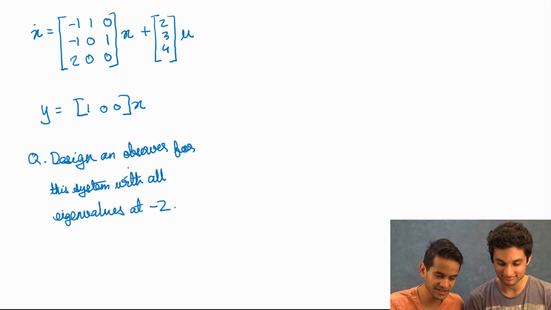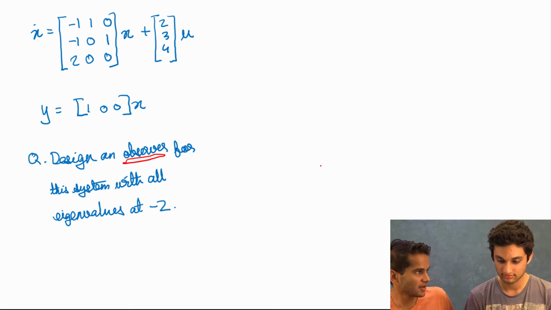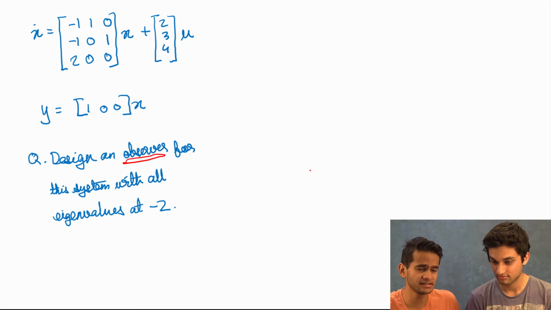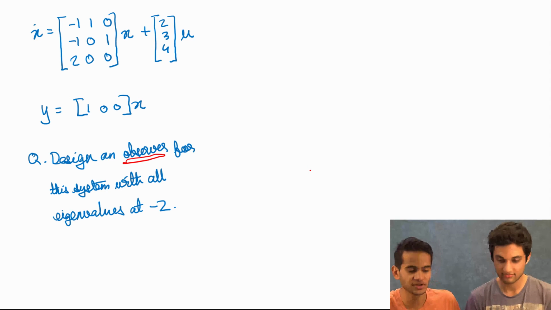So here we're designing the observer eigenvalues to be at -2. So we're trying to place L1 and L2. We're not trying to place the eigenvalues of the overall system, just the observer eigenvalues.